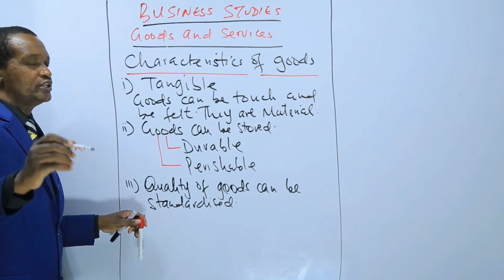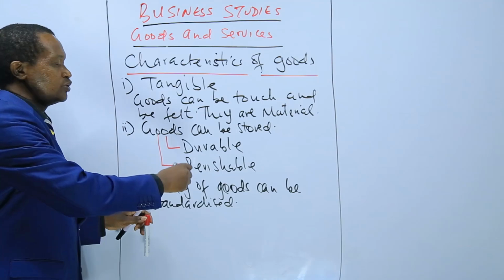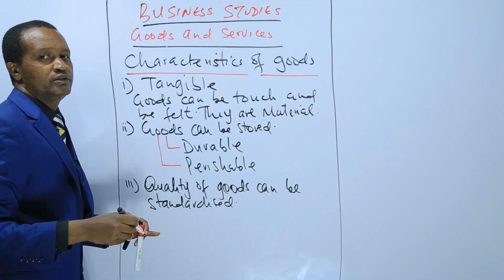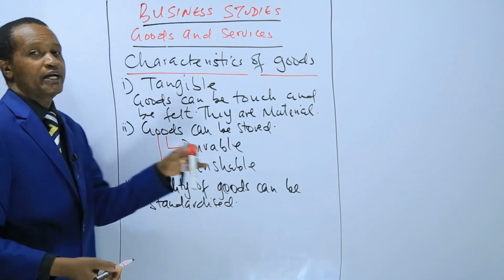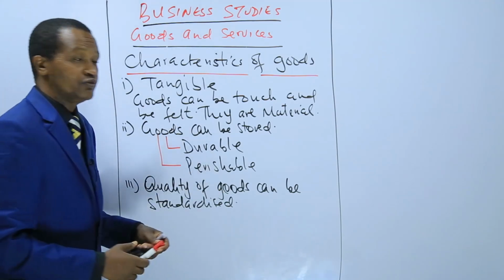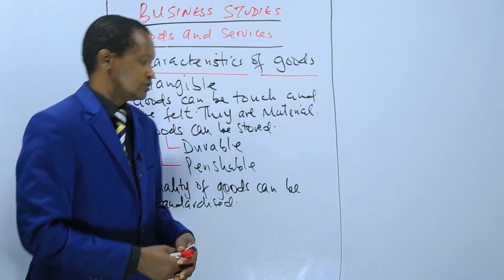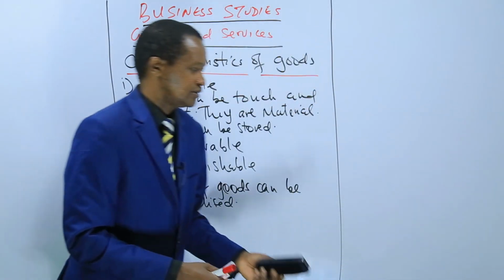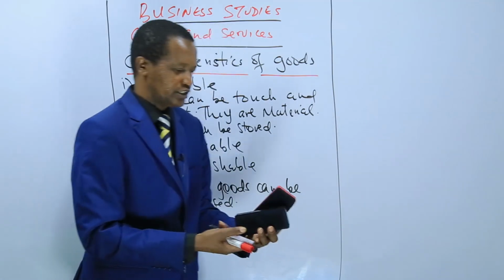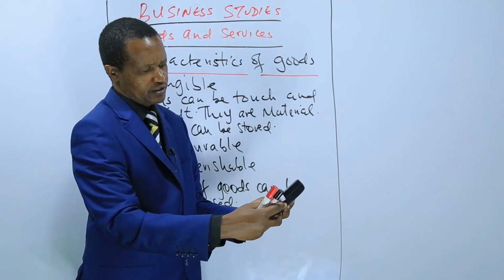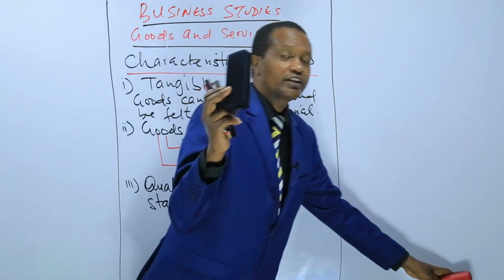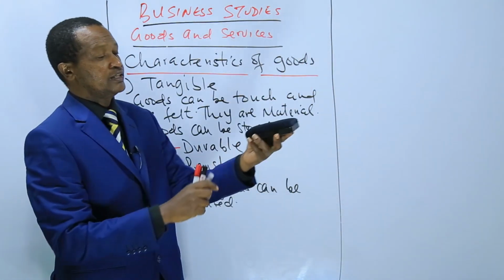That means that the quality of goods can be made uniform, especially through what we call mechanization. If you are using machines to produce goods, then machines can give you goods that are identical, like this duster. You can have identical dusters, but these are different brands, okay? Different brands. You can have 1,000 similar dusters.